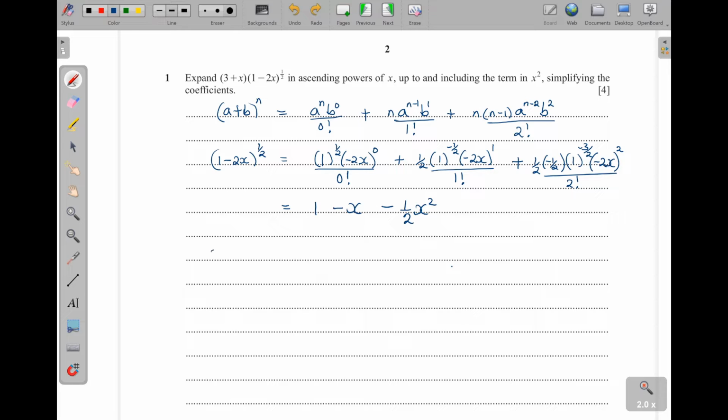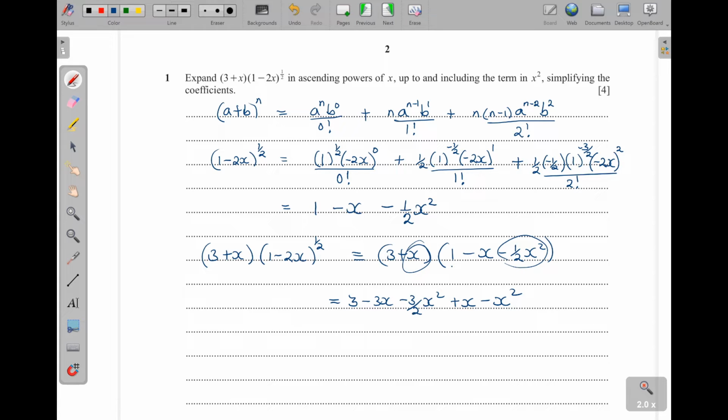Then next, we are supposed to expand (3 + x)(1 - 2x) to the power of a half. That means here we are having (3 + x), then times what we have gotten, 1 - x, then minus a half of x squared. So 3 times everything here, that one will give us 3 - 3x, then minus 3 over 2 of x squared. Then x times everything here, this one will give us plus x, and then minus x squared. Of course, this last one I will leave when x multiplies with it because it will be x to the power 3.